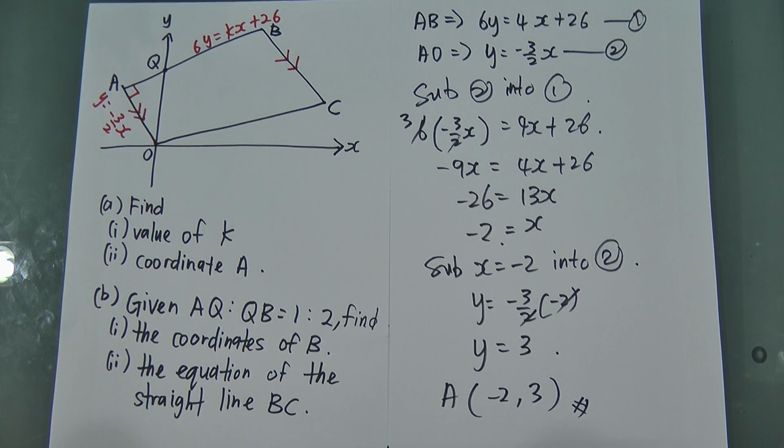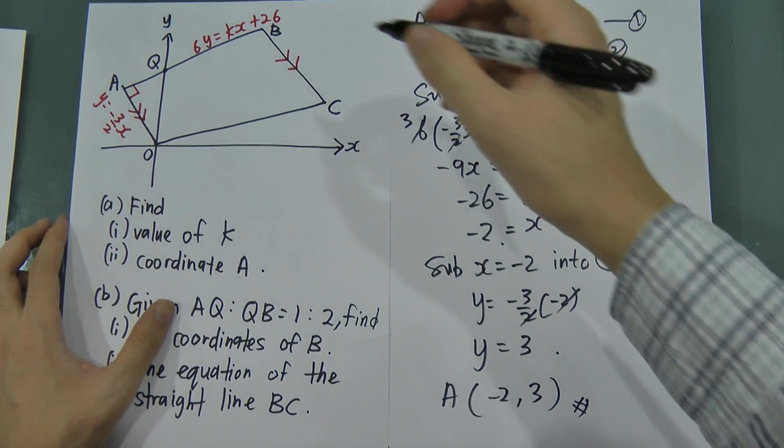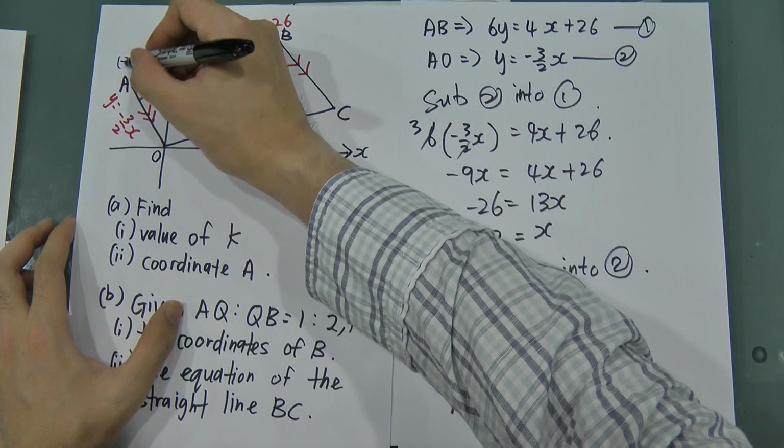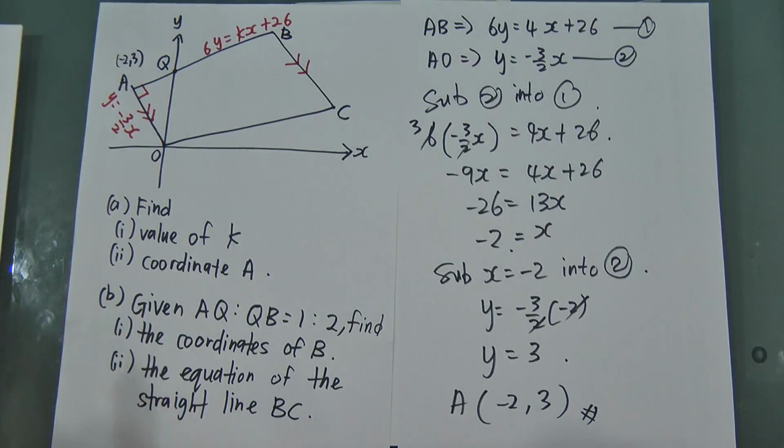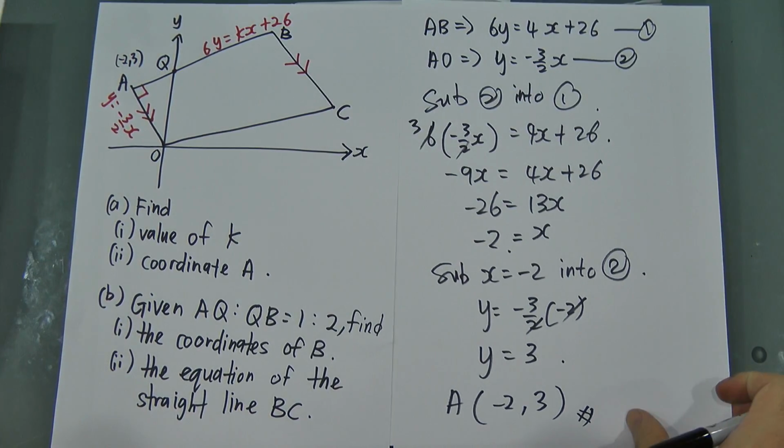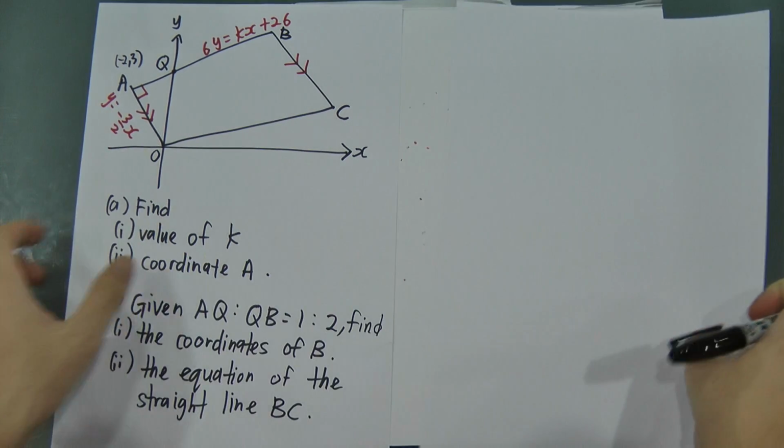If you are not sure about simultaneous equations, you can go and find some videos about simultaneous equations. This is quite simple. Alright, so I got the coordinate A, so I'm going to write A down. A will become negative 2 and 3. Then I'm going to continue with part B.